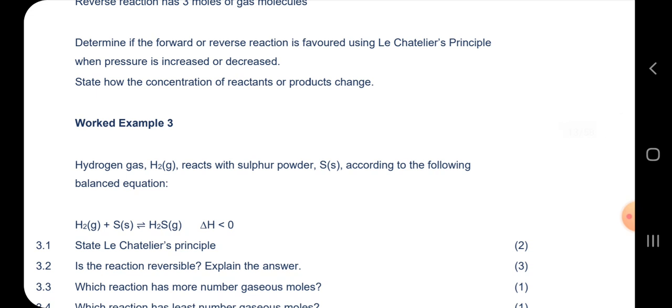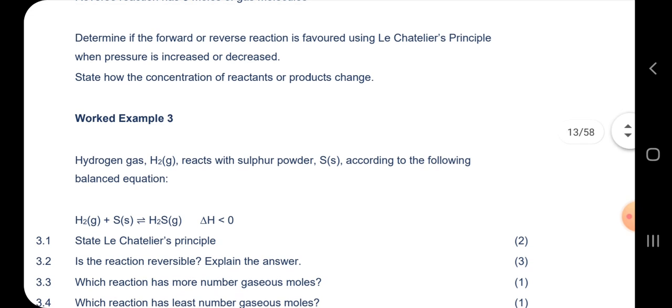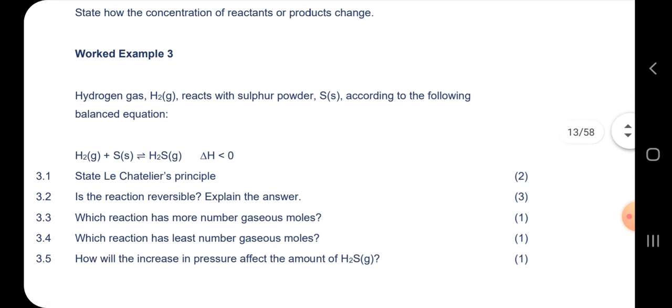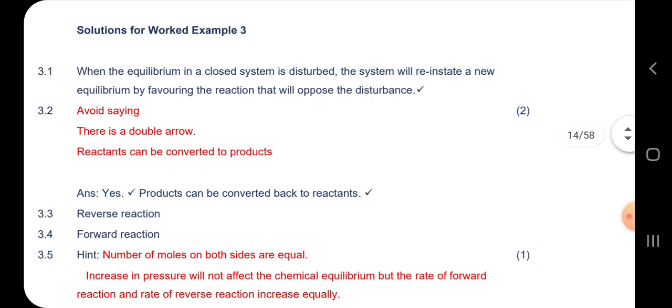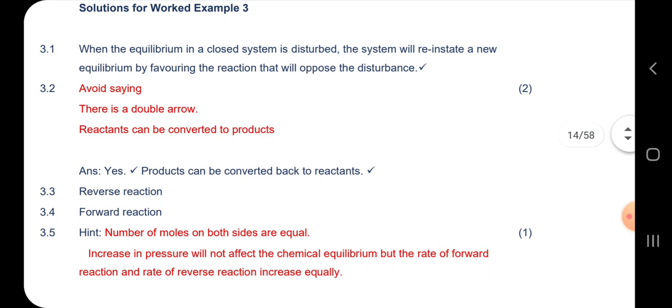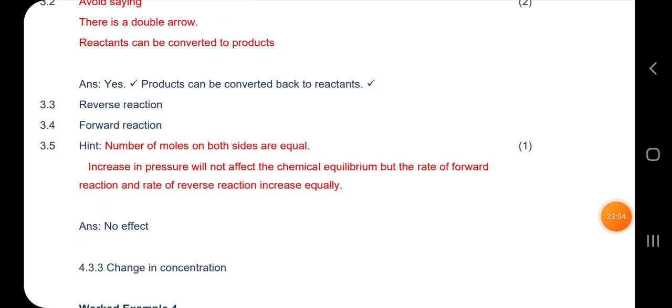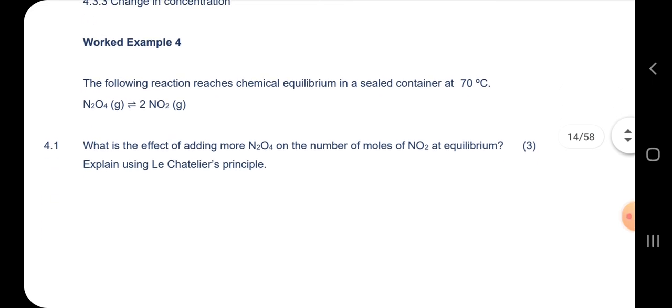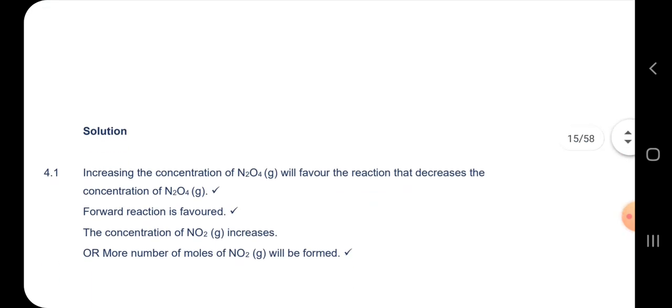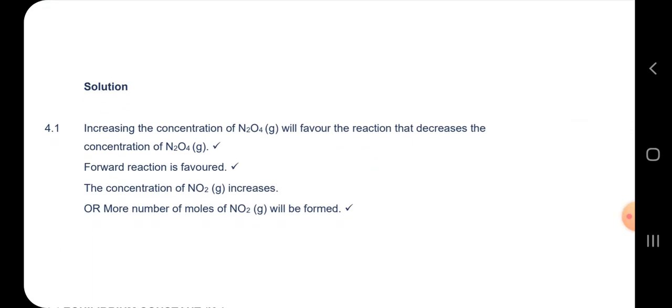And then determine if the forward or reverse reaction is favored using the Le Chatelier principle when pressure is increased or decreased. State how the concentration of the reactants and the products change. So this is example 3. You can pause the video, do it, and then come and see the answer. Here is the solution to example 3. Now we have example 4. Pause the video, do example 4, and this is the solution to example 4.